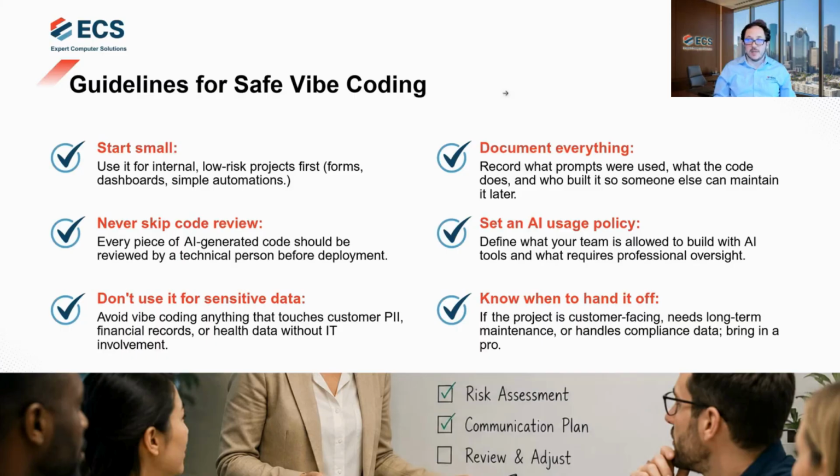Document everything. Don't skip that middle step of storing your code and your revisions in GitHub or another repository. Make sure that you document what you're doing. Never skip code review. If you're going to put this in production, you should have something or someone review the code that you're putting together so it's not a black box.